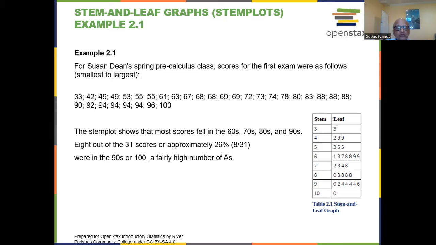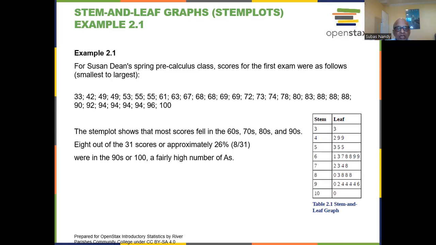The stem plot shows that most scores fall in the 60s. Why? Because there are a lot of entries in the stem with 6. 70s also, quite a bit. 80s, quite a bit. But majority in 60s and 90s. Okay. 8 of the 31 scores were approximately 26%. 8 divided by 31 is 0.26. You multiply that by 100 to get 26%.